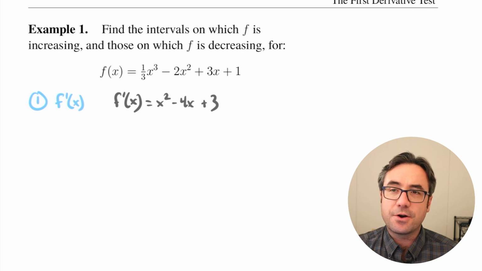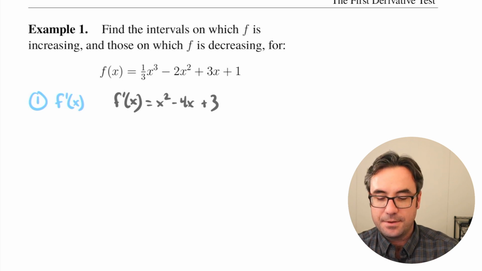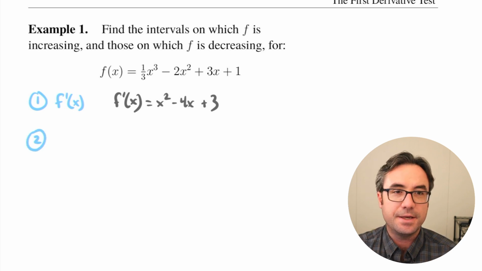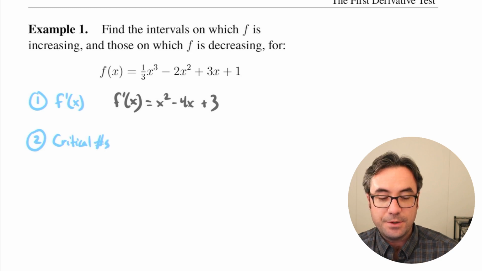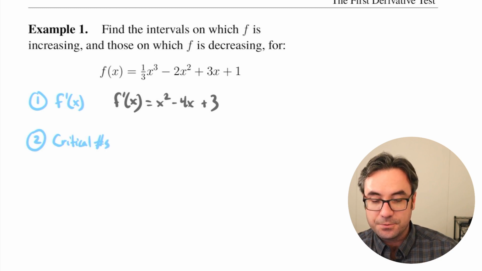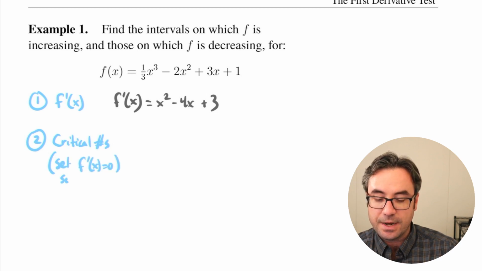All right, so if we have our derivative, the next step is to actually figure out where this derivative is 0. So we want to find the critical numbers. And the way we do this is we set f prime equal to 0. We set our derivative equal to 0, and then we solve for x.